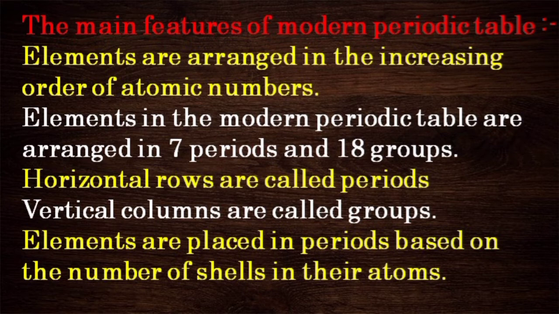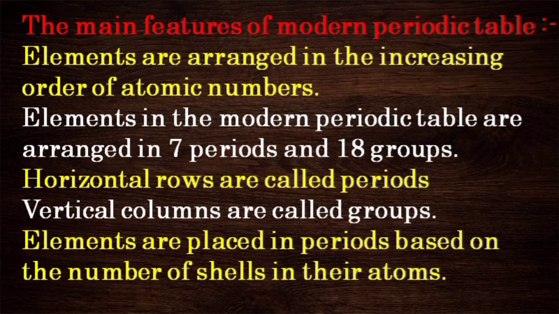Now the modern periodic table is having these features, that is, elements are arranged in the increasing order of atomic numbers. So remember one thing, earlier three scientists, it is atomic mass that they were considering, and that made them get stuck up. And then here in this table it is atomic number, remember, modern periodic table atomic number, like that you have to remember. Now elements in the modern periodic table are arranged in 7 periods and 18 groups.